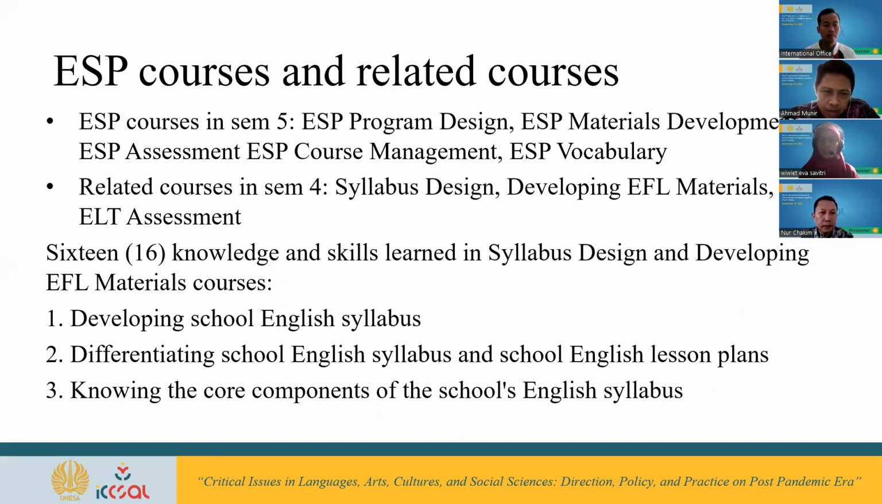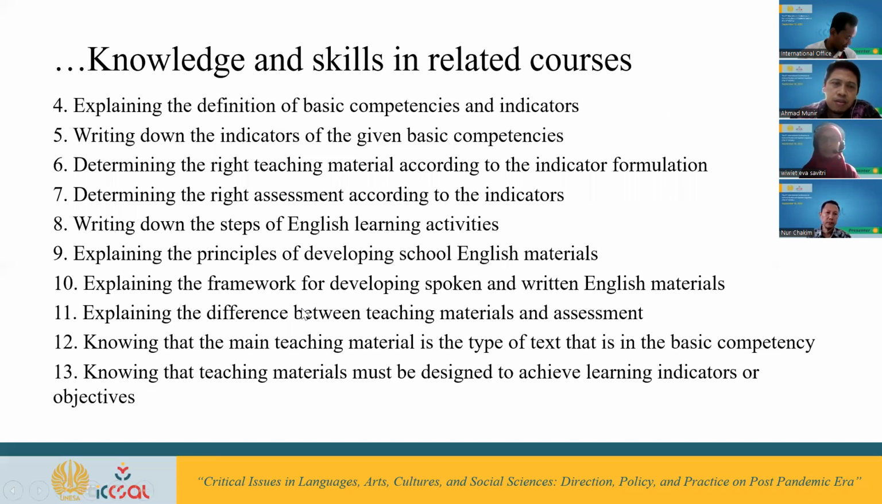The first is developing school English syllabus. The second is differentiating school English syllabus and school English lesson plan. The third is knowing the core components of the school English syllabus. Number 4, explaining the definition of basic competencies and indicators. 5, writing down the indicators of the given basic competencies. 6, determining the right teaching materials according to the indicator formulation.